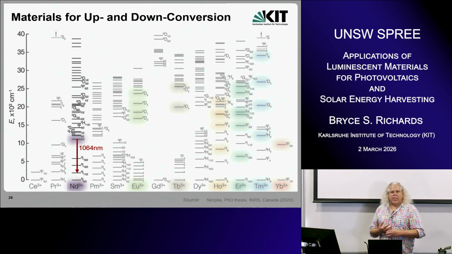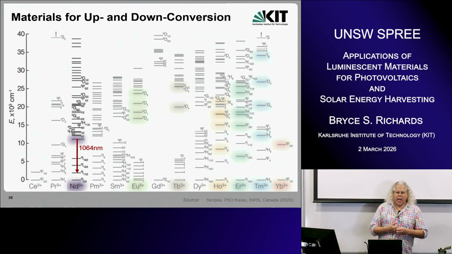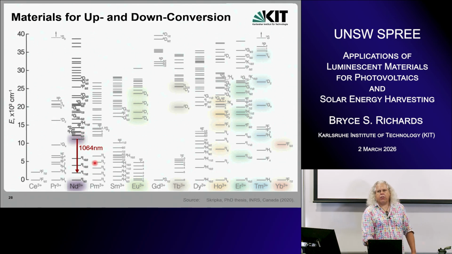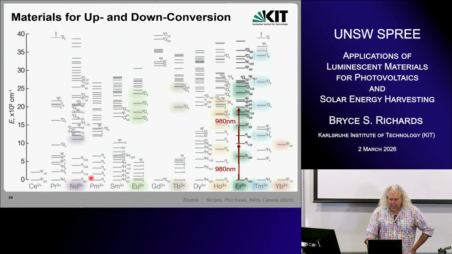This is very often used in lasers, lasing very nicely at 1064 nanometer. And why? Because you have this unique energy level structure where you have this 4-level system, which is really good for lasers because you don't get reabsorption of your laser emission. But we won't be doing too much with that today.